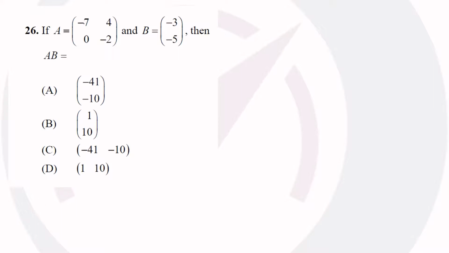So how many columns does this have? 1, 2. This has 2 columns. And how many rows does this have? 1, 2. This has 2 rows. So because they have 2 columns and 2 rows, that means that they are compatible, because the number of columns is equal to the number of rows. So they are compatible.